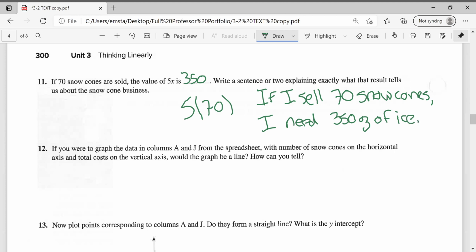Question number 12 says if you were to graph the data in columns A and J from the spreadsheet with the number of snow cones on the horizontal axis and the total cost on the y-axis, would it be a straight line? Our answer is yes, because again it's a constant rate of change.